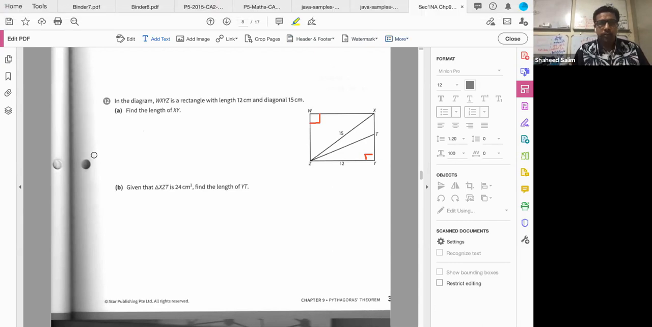Let's see. Someone has sent me the answer. XY, Akila says, is this. Let's see whether she's right. This question number 12. Congratulations, Akila. Congratulations, Shafi. You're supposed to find XY. So you use this triangle.